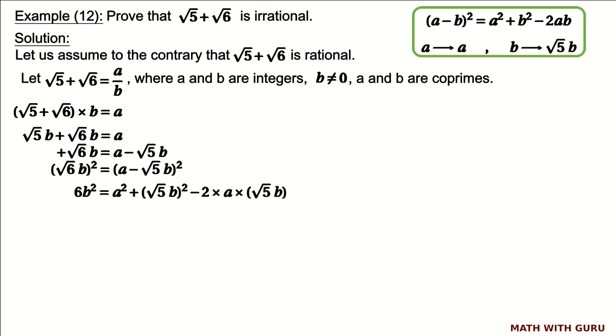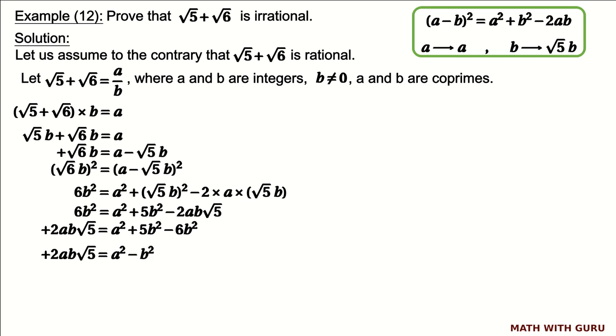6b squared equals a squared plus (root 5 b) whole squared minus 2 into a into root 5b. 6b squared equals a squared plus 5b squared minus 2ab into root 5. Since 2ab root 5 has a negative sign, transfer that term to the left hand side to make it positive, and bring 6b squared to the right hand side. 2ab root 5 equals a squared plus 5 minus 6 is minus 1, therefore minus b squared. Root 5 equals a squared minus b squared over 2ab.